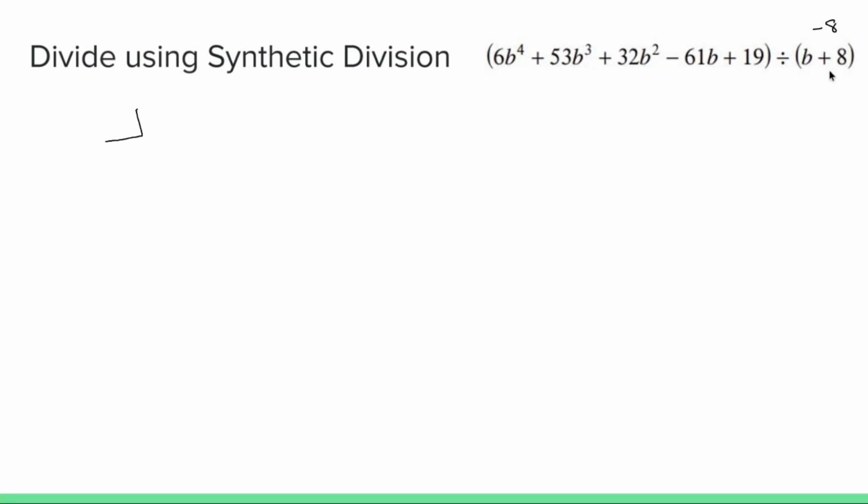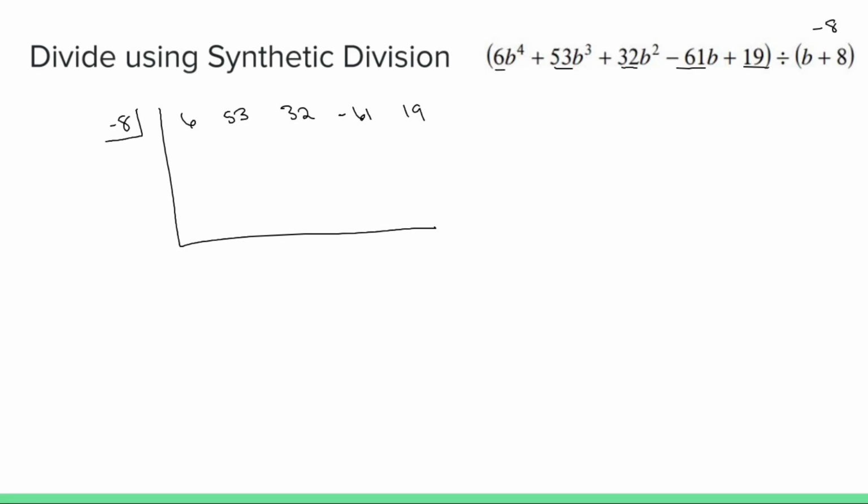Since the opposite of 8 is -8, -8 is going to go inside that box. Now in this much larger box are going to be the coefficients of the polynomial that we're dividing b plus 8 from. So 6, 53, 32, -61, and 19.